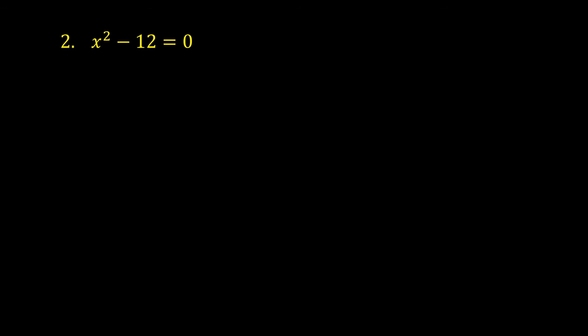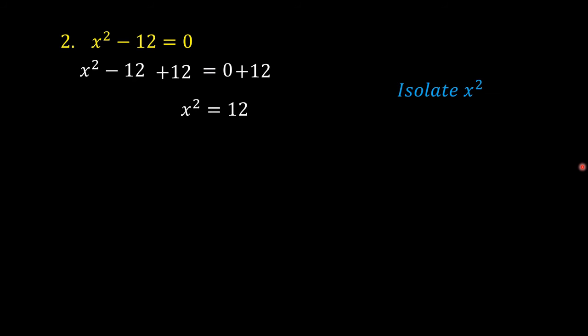Example number 2. x squared minus 12 is equal to 0. First, isolate x squared. Get rid of negative 12. We can get rid of negative 12 by adding 12 to the left side and to the right side. Plus 12, plus 12. This will become 0 because negative 12 plus 12 is 0, and this will become 12 because 0 plus 12 is positive 12. So we have x squared is equal to 12.